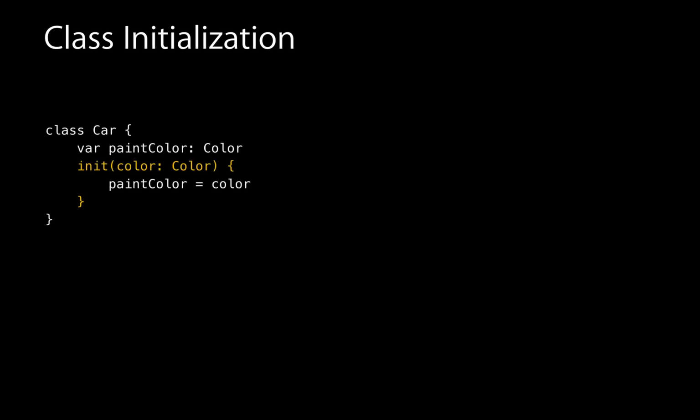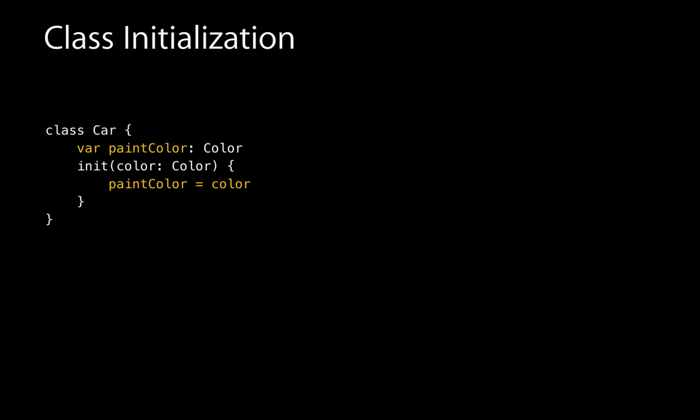So that's how initialization works in structures. Now let's take a look at how it works in classes. Really, it's no different. So let's start with a simple car class here that has a single property, a paint color, and a single initializer that just sets that paint color to an appropriate value.